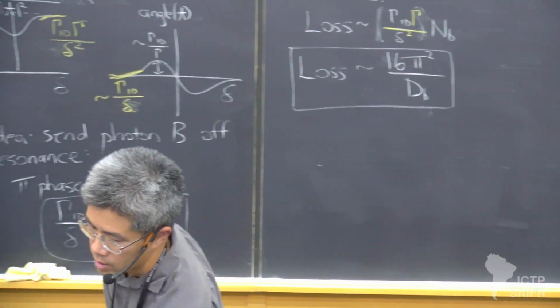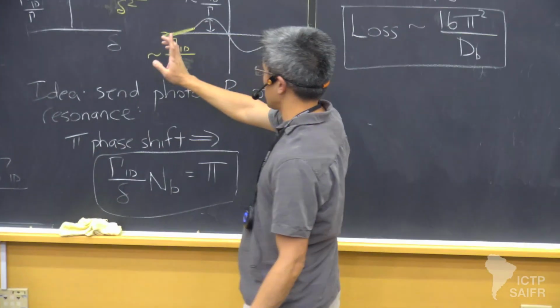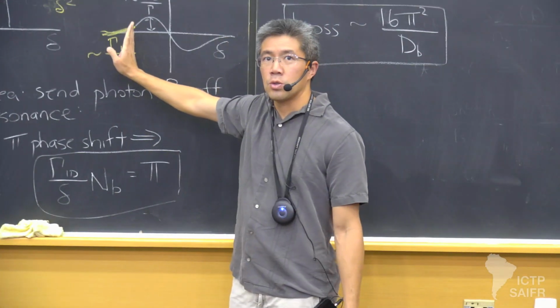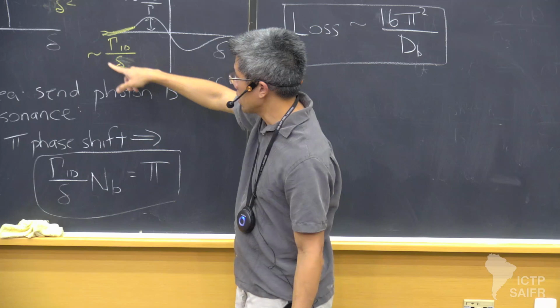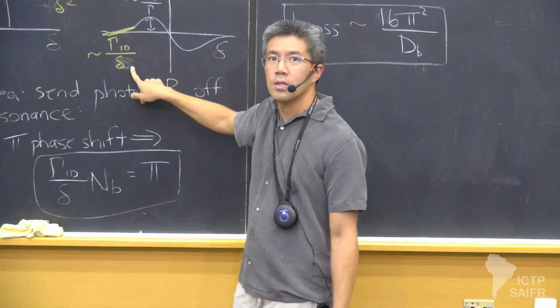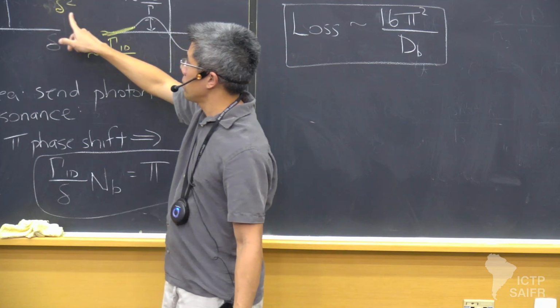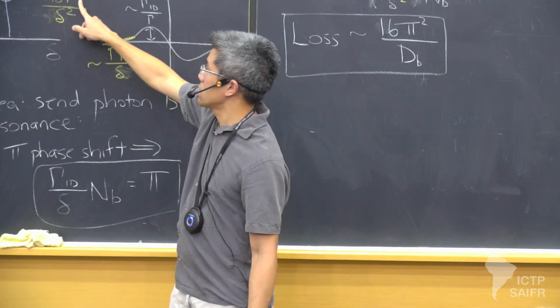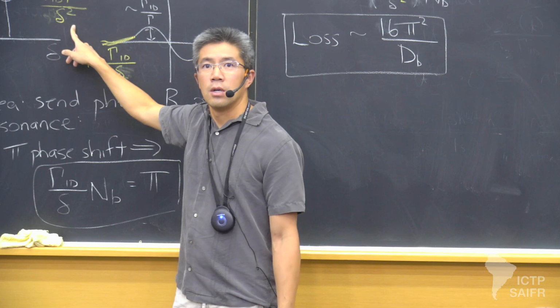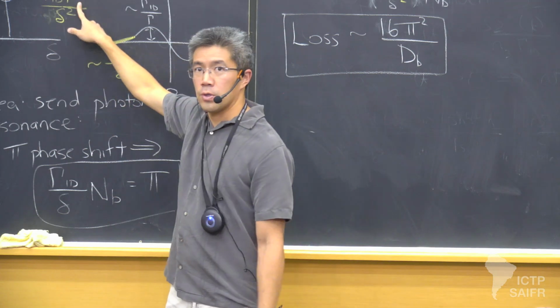So physically what I'm trying to do is shine in photon B off resonance from my two-level medium. For a single atom, I know that my phase shift is gamma 1d over delta. And then for a single atom, the amount of absorption or attenuation is gamma 1d times gamma over delta squared. So what I wrote down previously is incorrect.